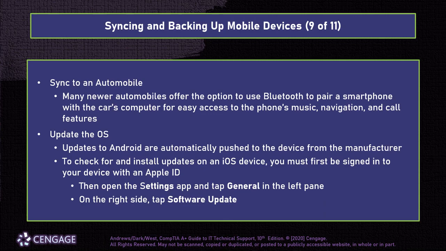So updating for any mobile device is generally going to be, go to Settings, and then either going to be under General or About. And once you go in there, you can type in software update and be able to get what you need.